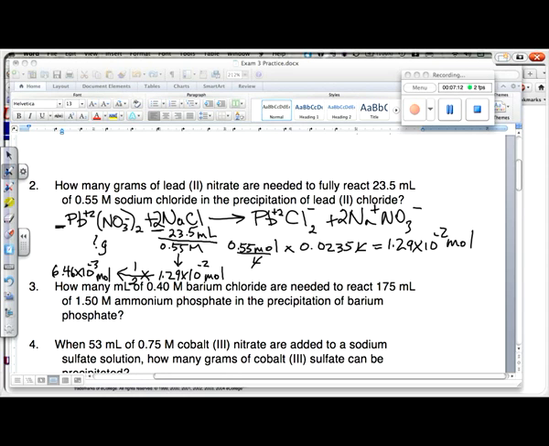And they want grams this time, so get your periodic tables out. Okay, 207.2, I'm going to do that up here. So 207.2 for the lead, 28 for the 2 nitrogens, 96 for the 6 oxygens. And I end up with 331.2 as my molar mass.